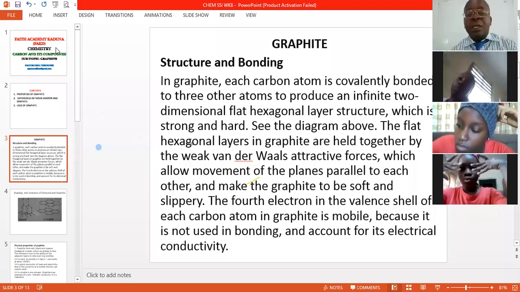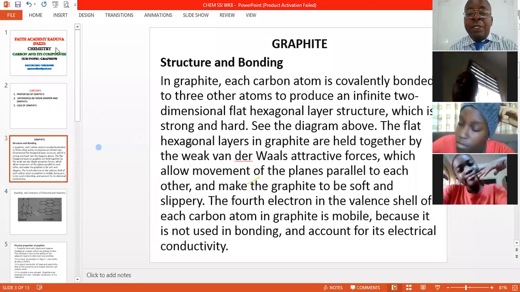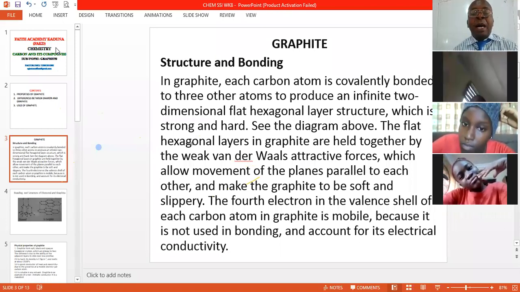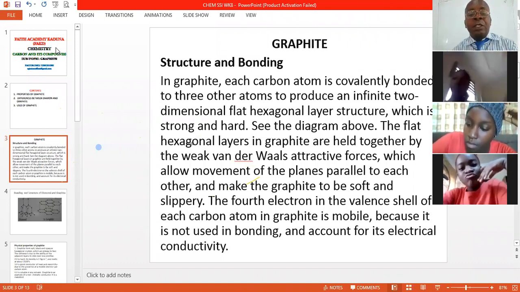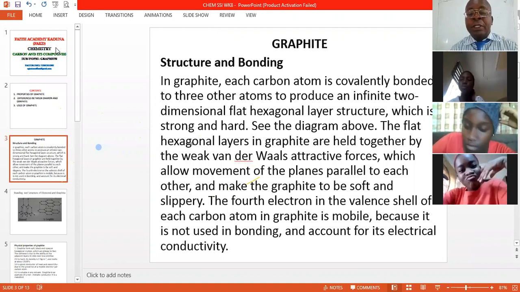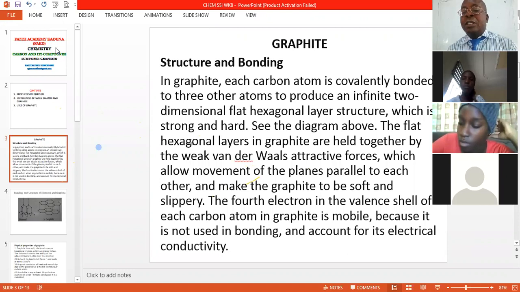The 4th electron in the valency shell of each carbon atom in graphite is mobile because it is not used in bonding, and this accounts for electrical conductivity of graphite. You know, graphite is a good conductor of electricity because it has some free mobile electrons that are not used in the bonding.